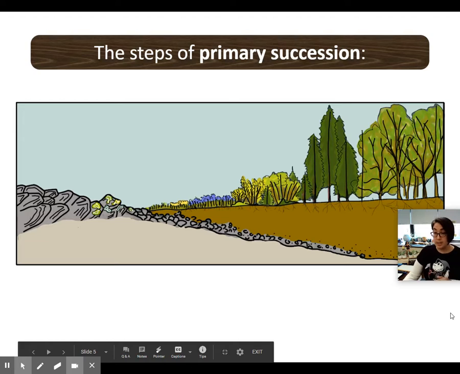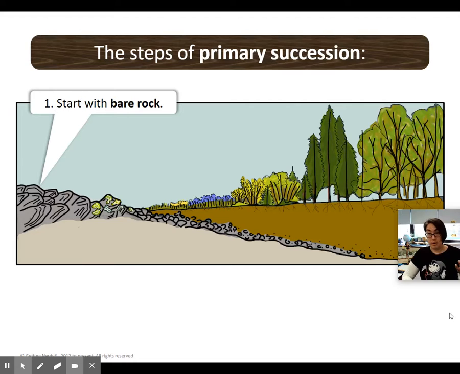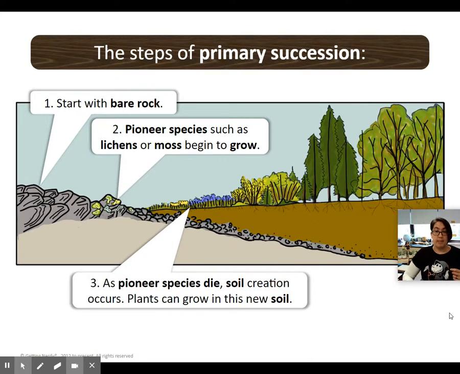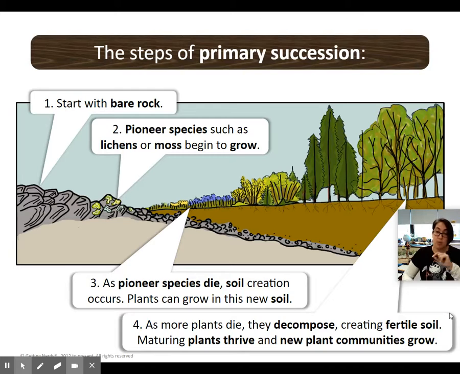So this primary succession, starting from bare rock, follows some stages. So the first is our bare rock. Next, pioneer species such as lichen or moss begin to grow. As the pioneer species die, soil is created, and plants can now grow in this new soil. So this is primary succession. And then eventually, as more plants die, they decompose, break down, create more fertile soil. And then maturing plants, like bushes and trees, thrive and new plant communities can grow.